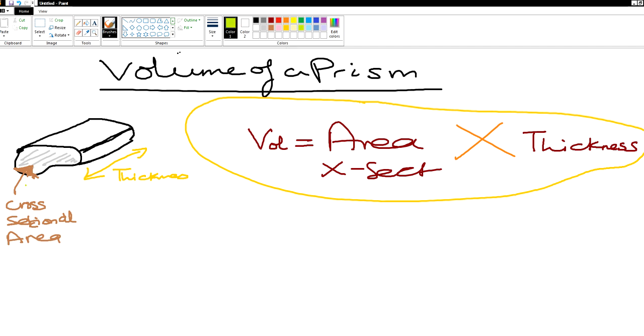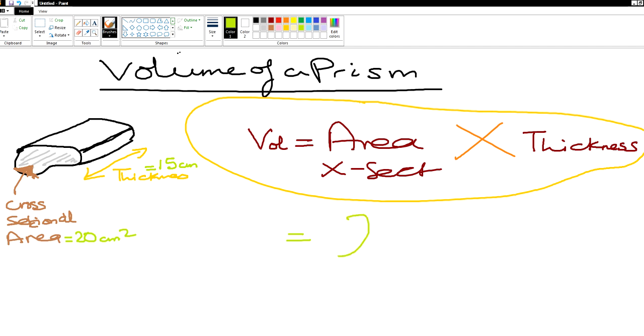Okay, now if I tell you that this cross-sectional area here has an area of 20 centimeters squared, and I tell you that the thickness is equal to 15 centimeters, how would you work out the volume of that shape, Fatima? You first start off with the formula. Volume equals area of the cross-section times the thickness or the width or the height of the shape.